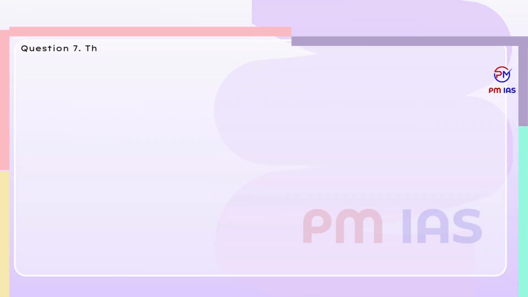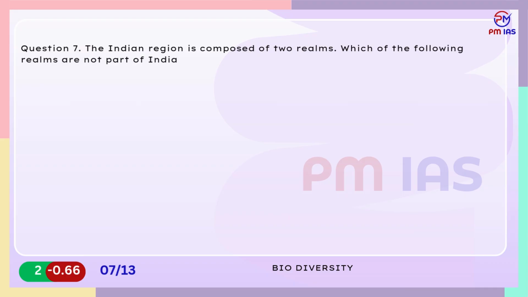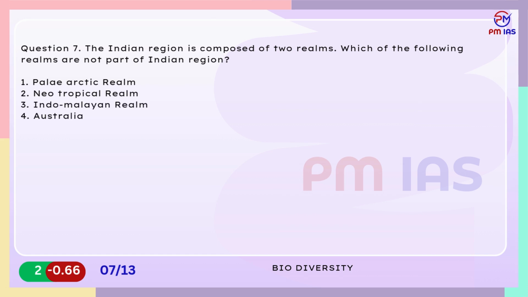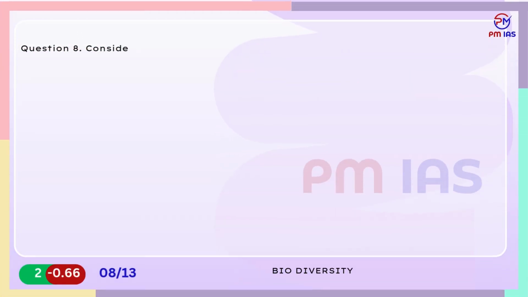Question 7. The Indian region is composed of 2 realms. Which of the following realms are not part of the Indian region? 1. Palaearctic realm. 2. Neotropical realm. 3. Indomalayan realm. 4. Australian realm. Select the correct answer using the codes given below. A. 1 and 2. B. 2 and 4. C. 1 and 3. D. 3 and 4.